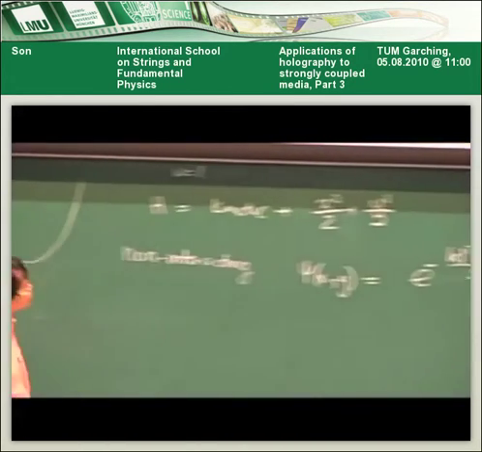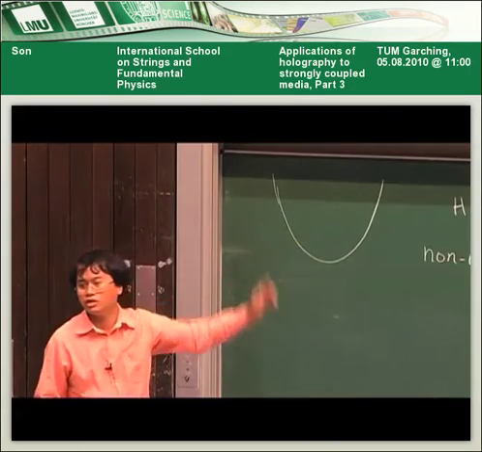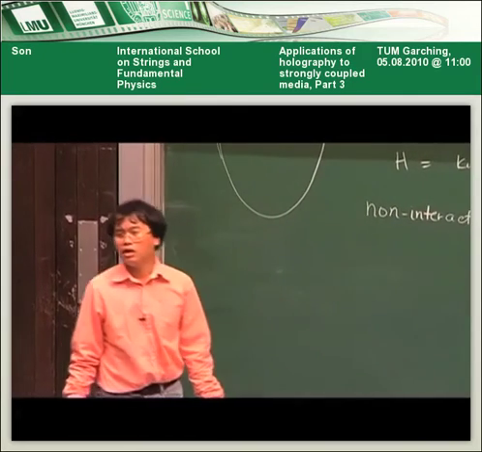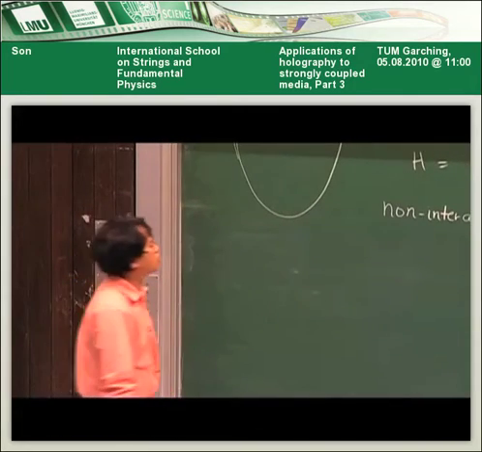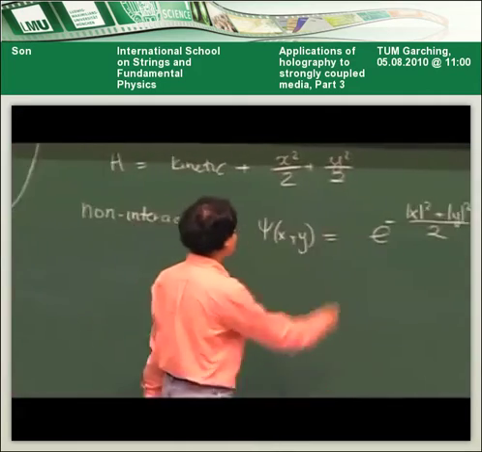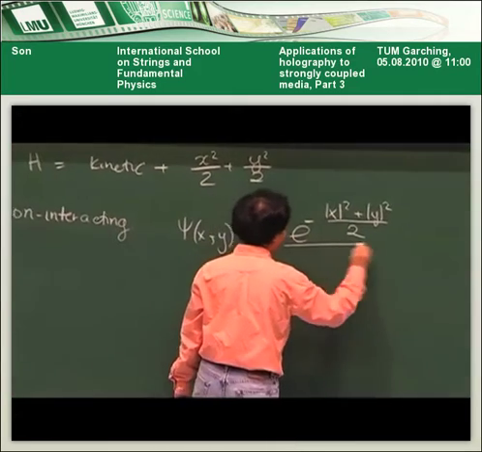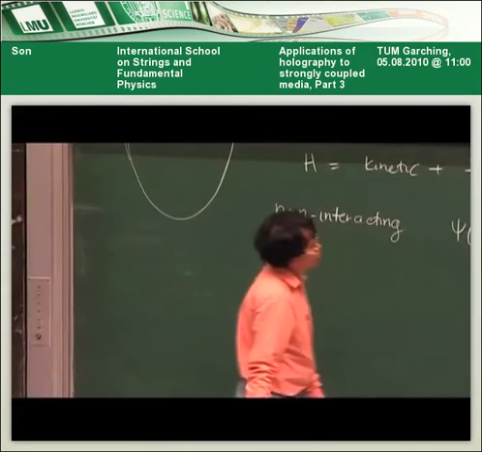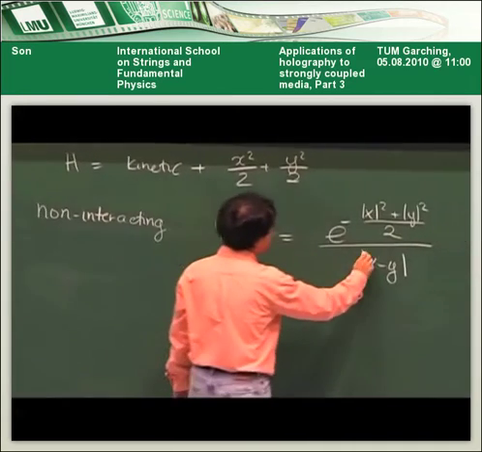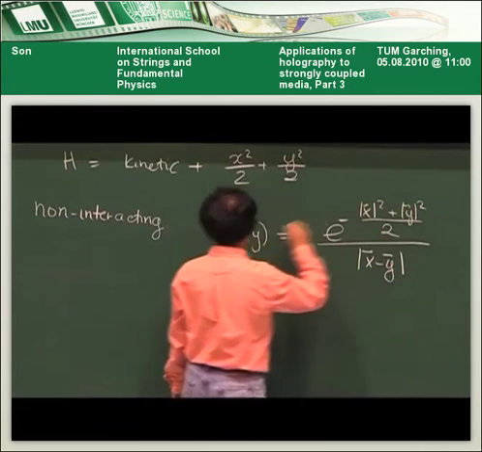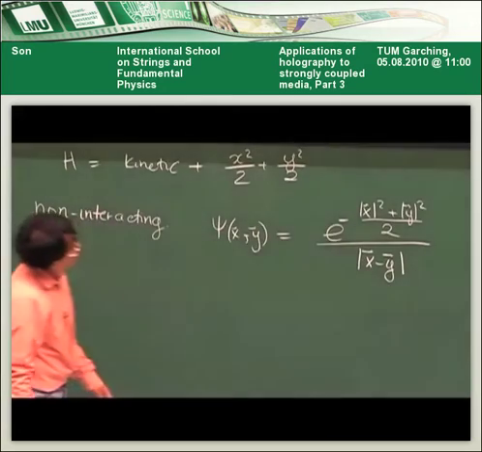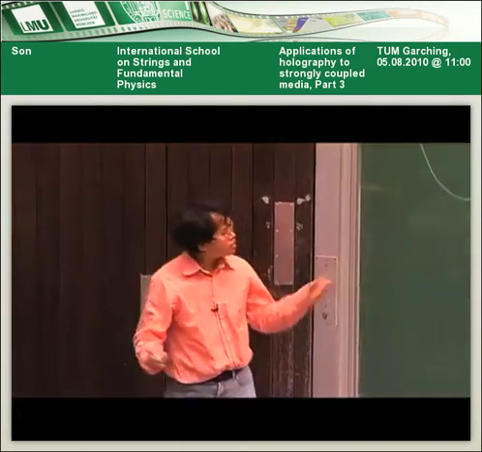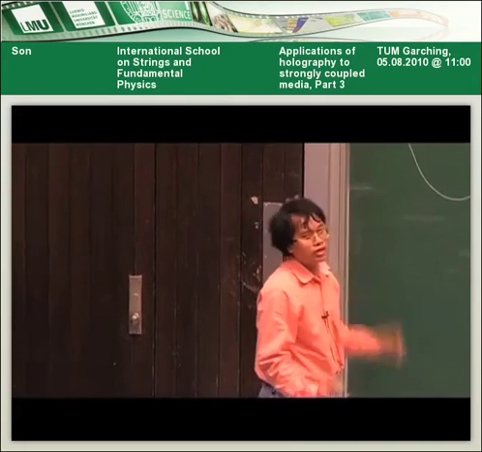Now in the case where we impose this non-trivial boundary condition, the Schrödinger equation also allows an exact solution. The exact solution is just this Gaussian shape divided by the absolute value of x minus y. It's rather straightforward to check that this is the solution to the Schrödinger equation, and one can also check that it satisfies the boundary condition.